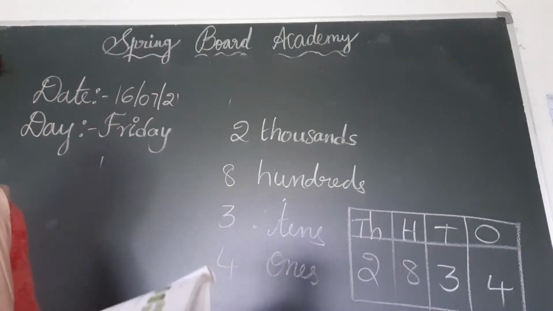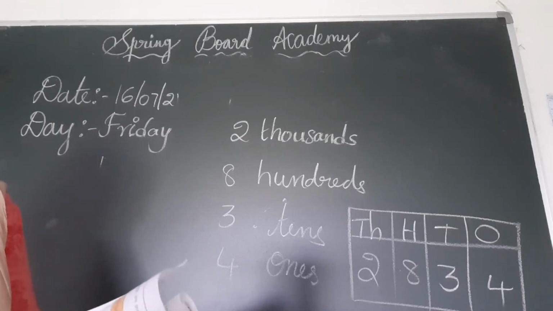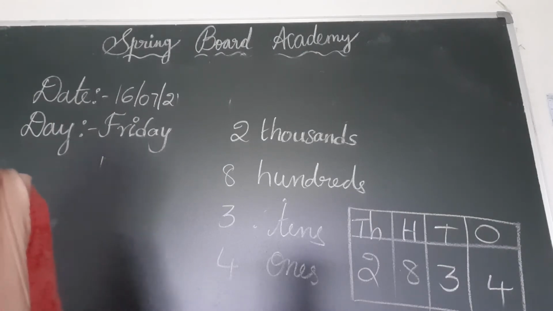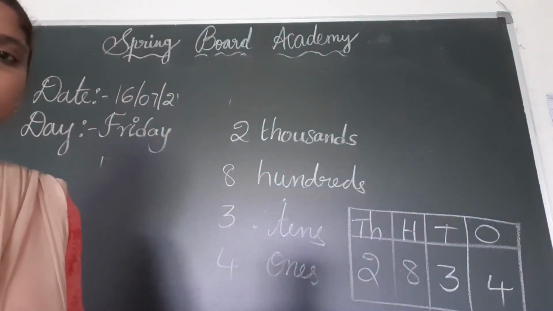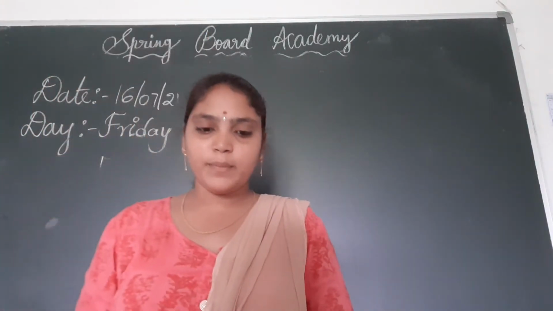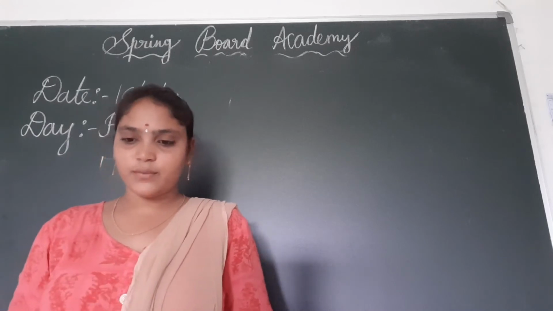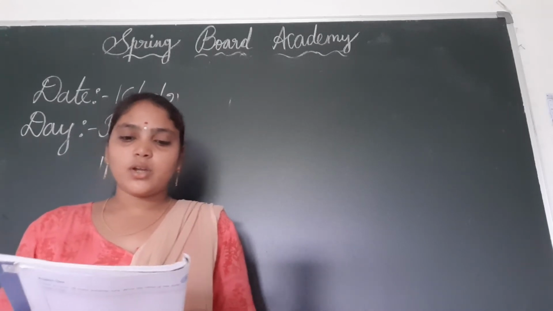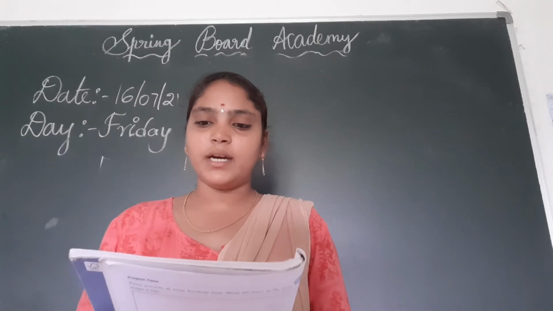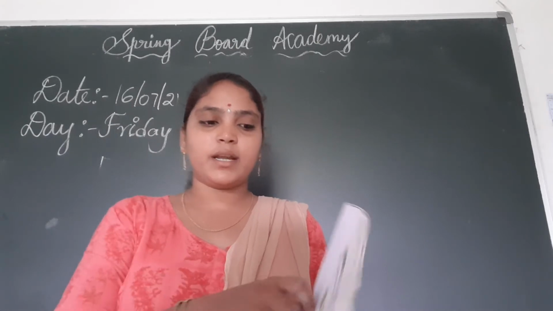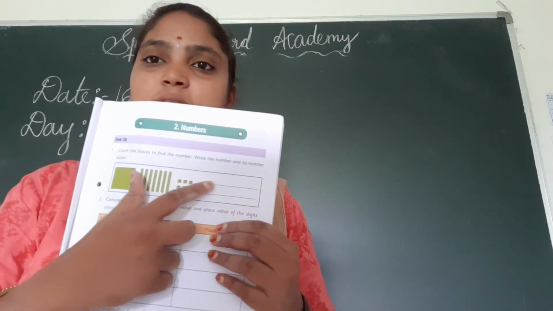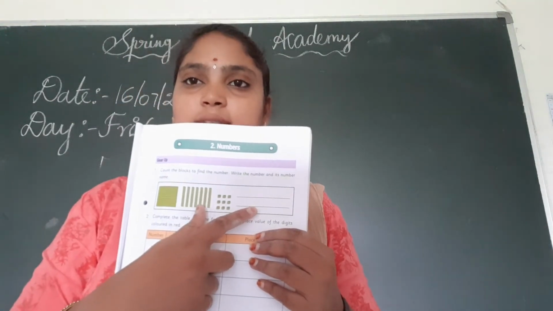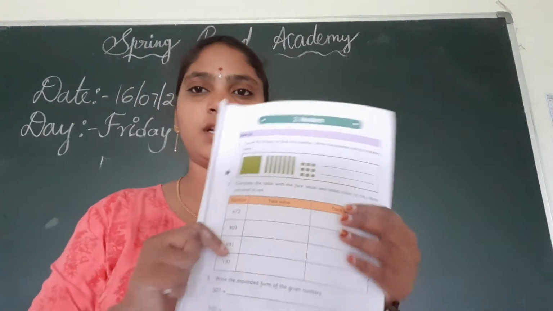This is 2834. Okay children, now everyone open the companion, page number 7. Gear up. Count the blocks to find the number. Write the number and its number name. Here you have to count the blocks, and in the first one you write the number, and in the second one you write the number name.